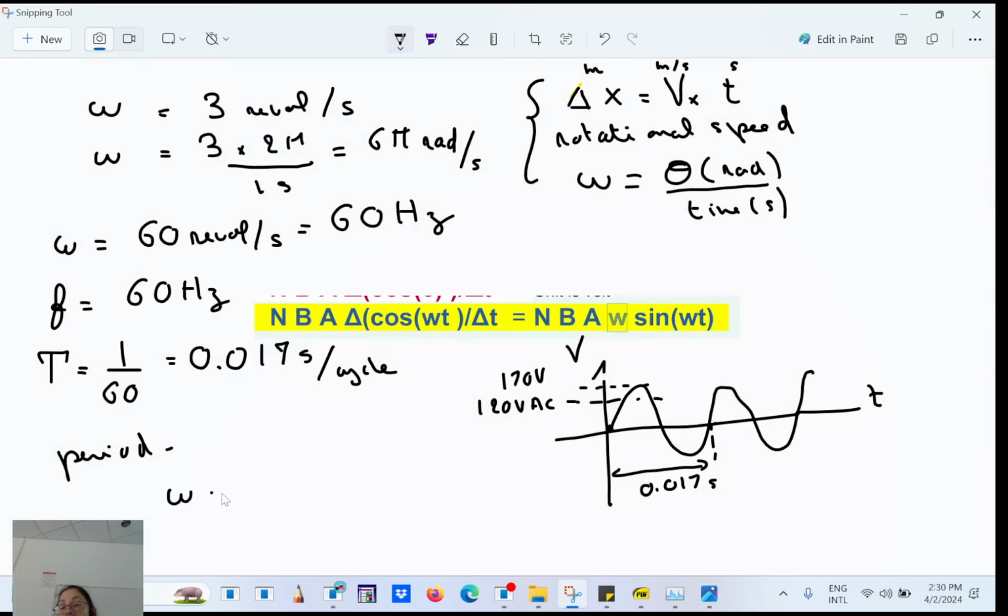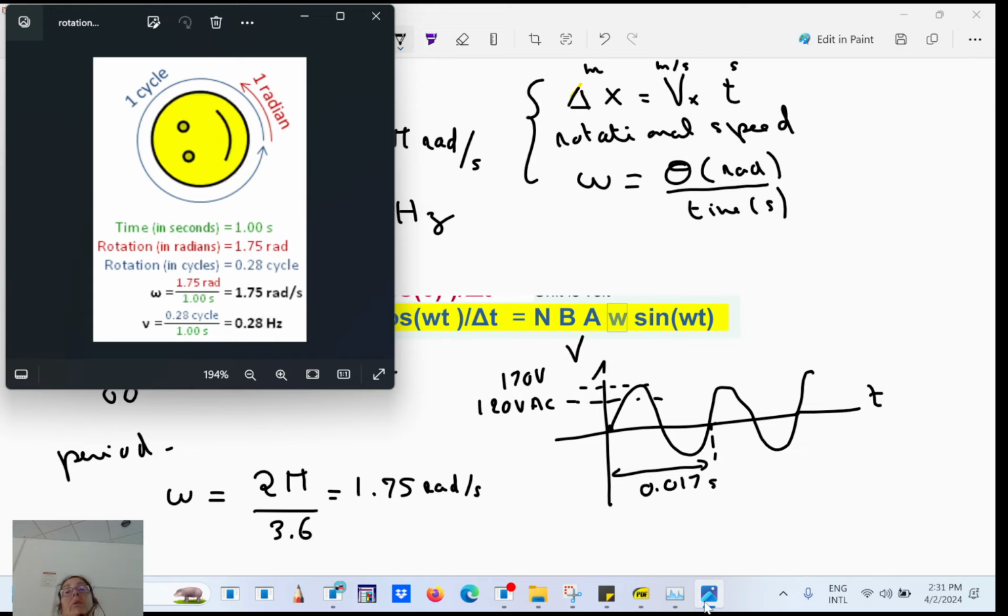So omega will be, how much is a revolution in radians? 2 pi. Okay, so it goes one revolution. One revolution is 360 degrees, which is 2 pi, divided by 3.6. So that's going to be 1.75 rad per second. So in my example here, that will be the rotational speed, in rad per second.